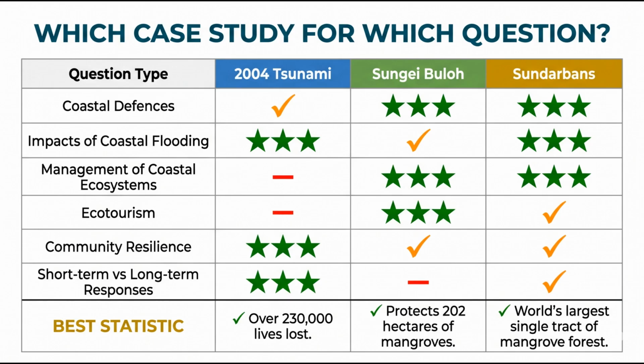Sundarbans, best for scale, all 4 values and threats. Statistics, 10,000 square kilometers, 400 Bengal tigers, 3 to 4 million people dependent on the forest. Write these down. Case study plus statistic is what earns the 3rd mark on a 3-mark question.